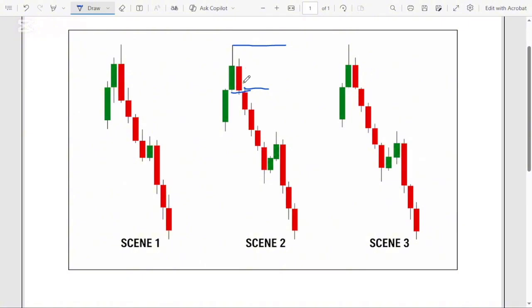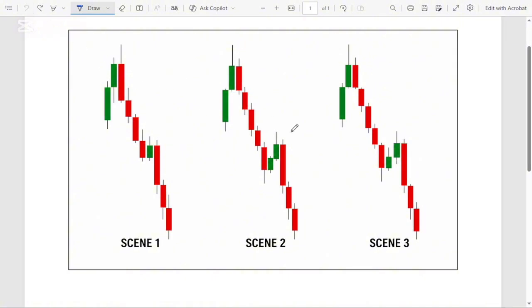But if this particular candle's high actually took out this particular candle's high, then it would have been a valid order block. But in this regard, that's not a valid order block, so you just have to avoid that one. Since you got the context now, let's look at this particular one.